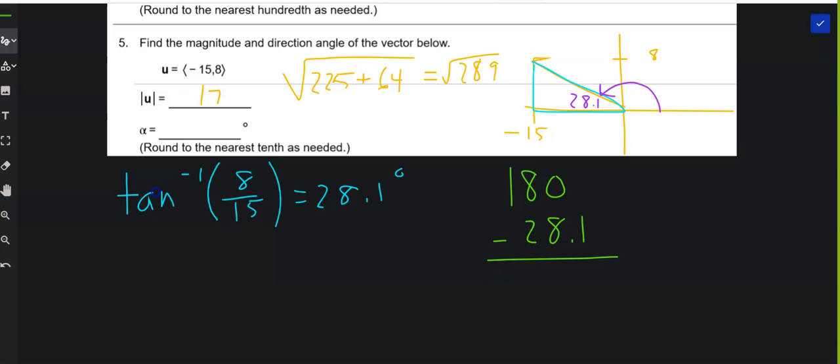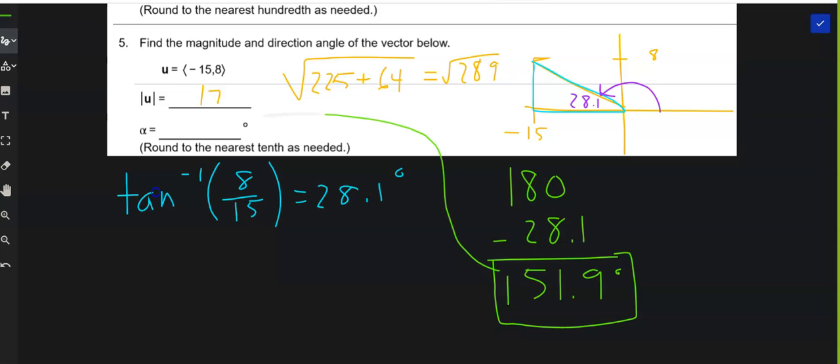Mr. Lane, what'd you get? 151.9 degrees. That's the answer we want right there.